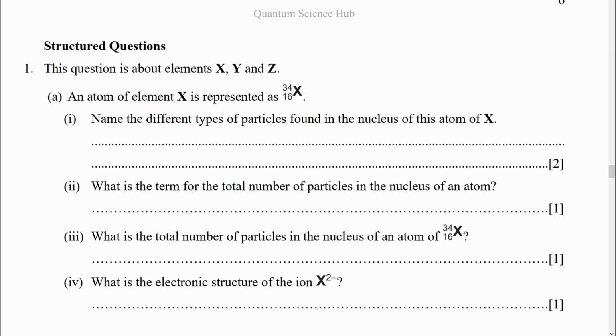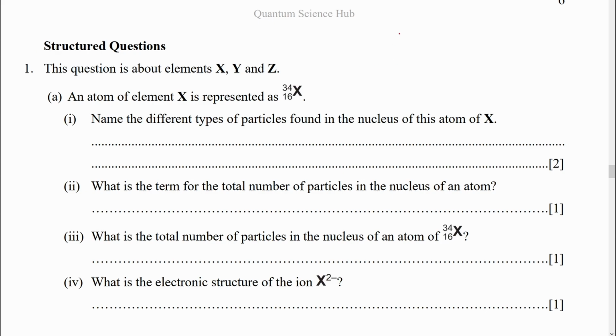Next, let's move to the structure question. Question 1. This question is about element X, Y, and Z. An atom of element X is represented as 34 16 X. Name the different types of particles found in the nucleus of this atom of X.